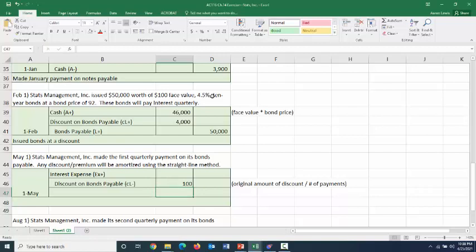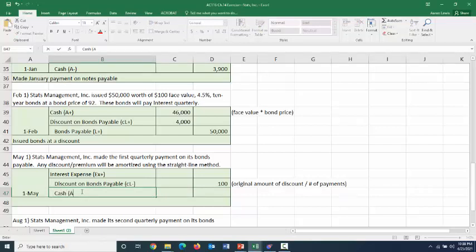And therefore, we have a credit to discount on bonds payable of 100. I put that on the wrong side. Sorry about that. Let's do that one more time. The original amount of discount was $4,000, paying 40 times. There we go. $100 credit to discount on bonds payable.